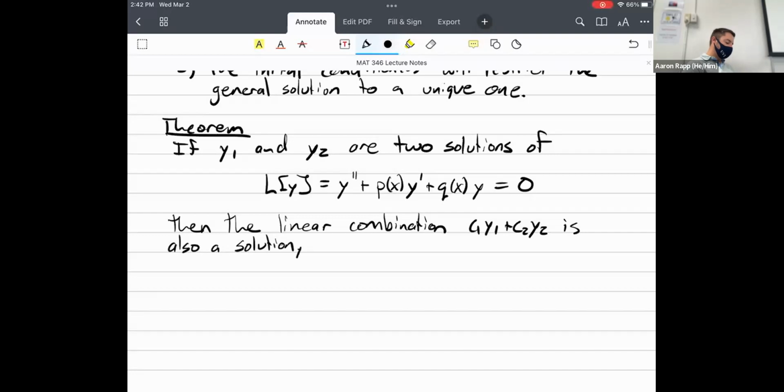Is also a solution, and this is true for any constants.